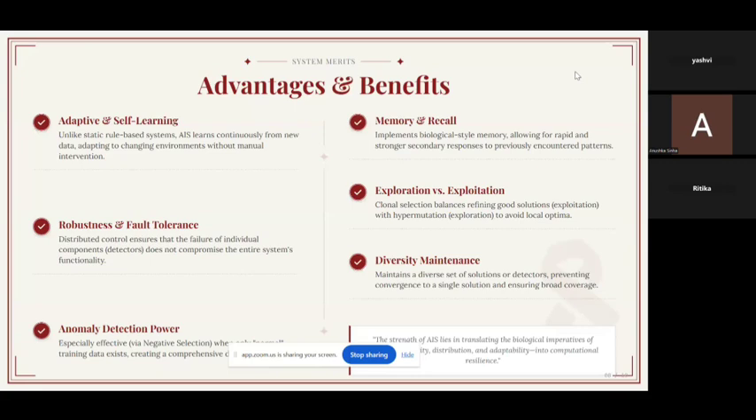Fifth is maintenance of diversity. It always keeps a mix of different detectors. This diversity gives broader coverage and better problem solving. The last one is anomaly detection power. AIS is very good at spotting unusual behavior, especially when we only have normal data to train on.